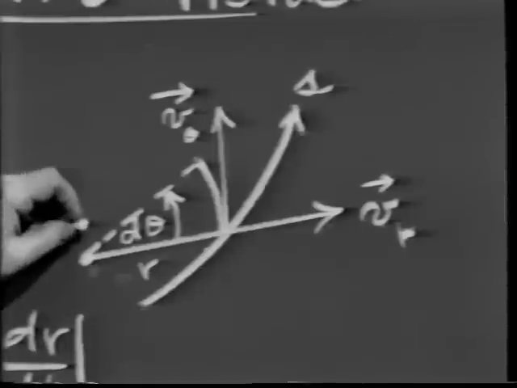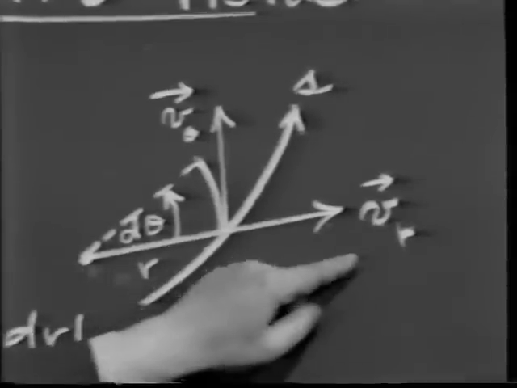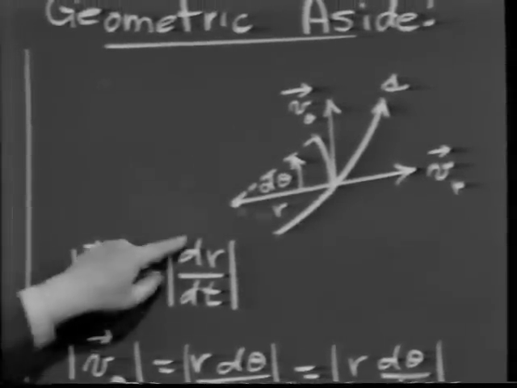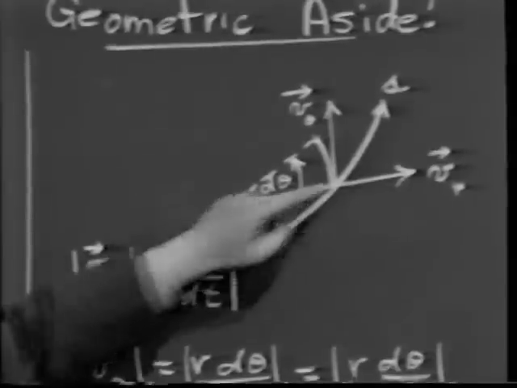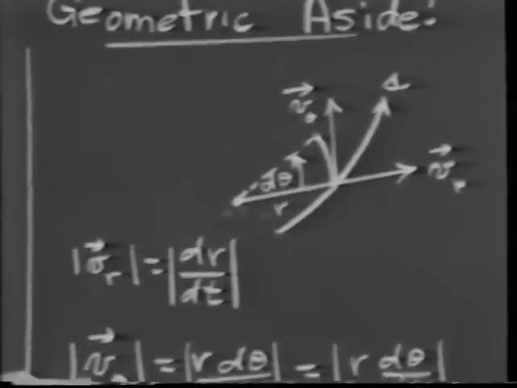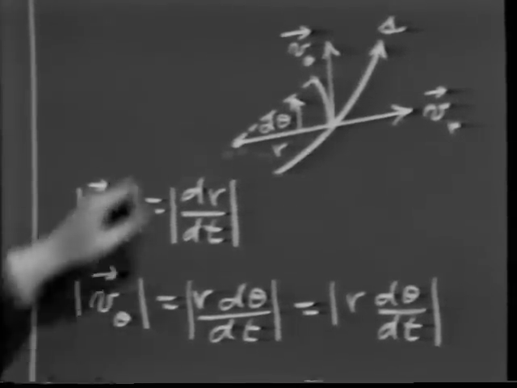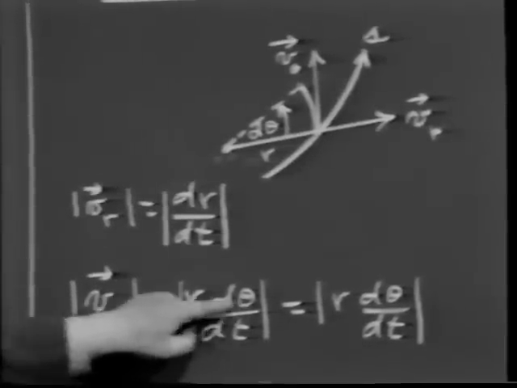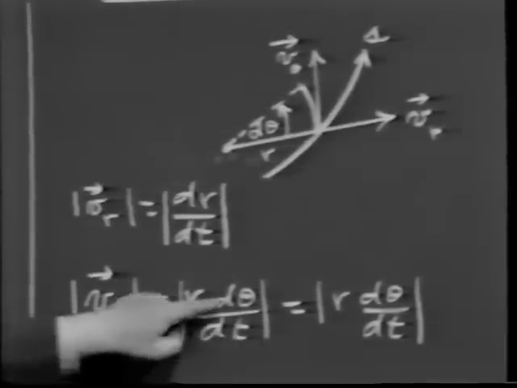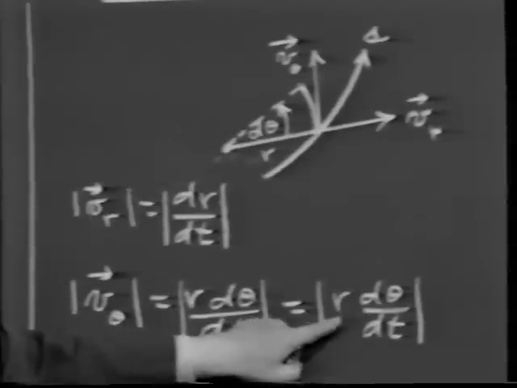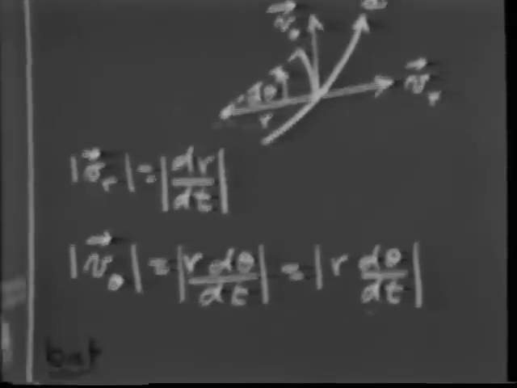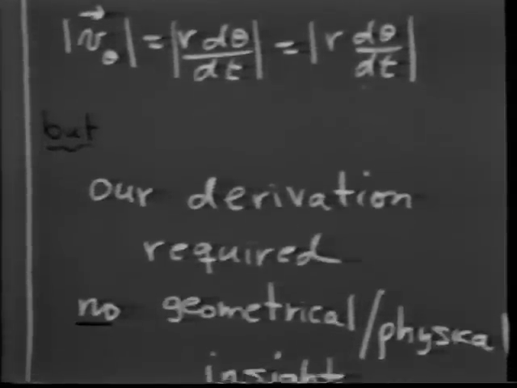To make a long story short, what I'm driving at is that physically it's very easy to justify that the magnitude of the u sub r component of the velocity is the magnitude of dr dt, how fast the radius vector is changing instantaneously. On the other hand, notice that for the u sub theta component, this arc length is given in differential form by r d theta. If I divide the arc length by the time, which is dt, I get r d theta divided by dt, which leads to r d theta dt, which is the same expression that we got analytically. But the point that I want to bring out here is that our derivation required no geometrical physical insight.